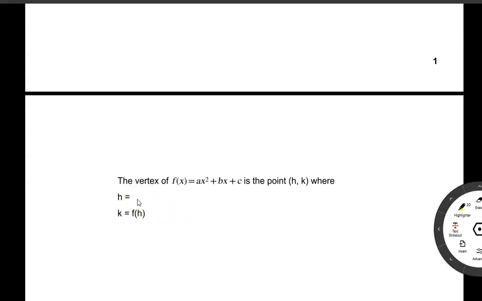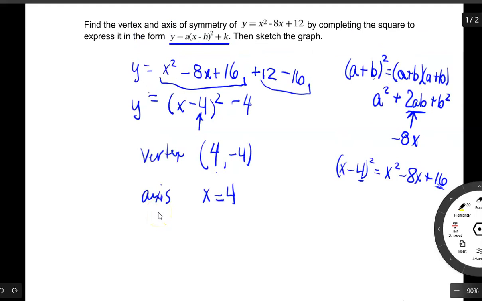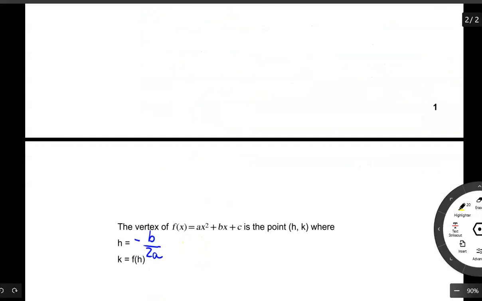If you don't want to complete the square and you just have to find the vertex, h is equal to negative b over 2a. So in our last problem, which was x squared minus 8x plus 12, let me just write that up here. I probably should have put these on the same page so we didn't have to flip back and forth. So let's see, x squared minus 8x plus 12. A is 1, right, because that's the coefficient of the x squared. B is negative 8, and C is 12.